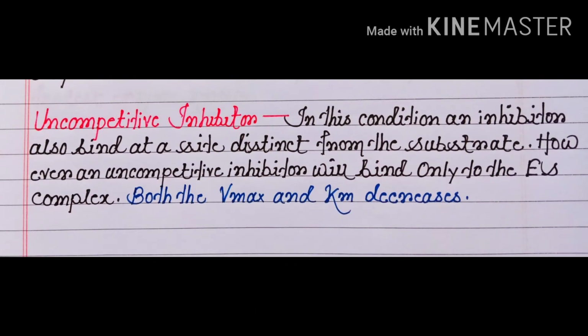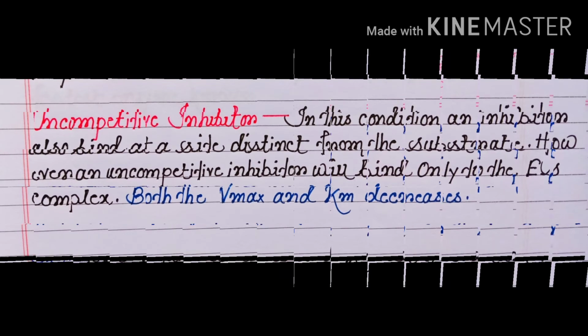In case of an uncompetitive inhibitor, the inhibitor also binds at a site distinct from the substrate. However, an uncompetitive inhibitor will bind only to the enzyme substrate complex. As a result, both the Vmax and Km decrease.